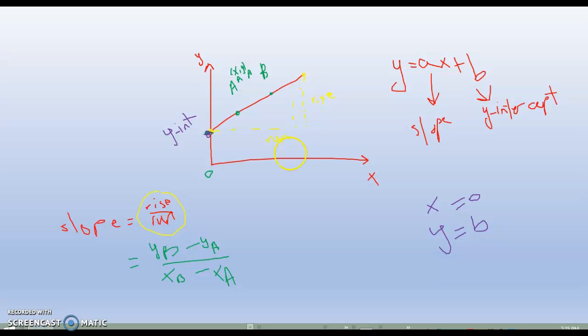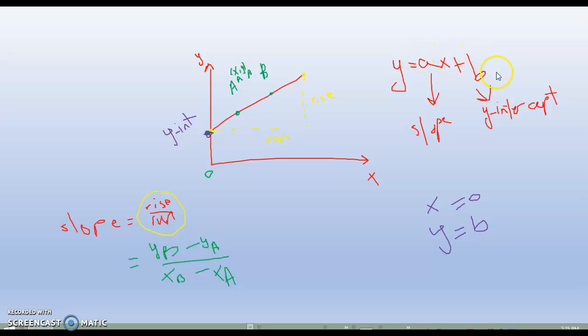So it's equal to the rise over the run, or we can calculate it by choosing any 2 points on the line. The slope is equal to yb minus ya over xb minus xa, where a and b are any points that belong to this line. So in this way we can find the slope a.